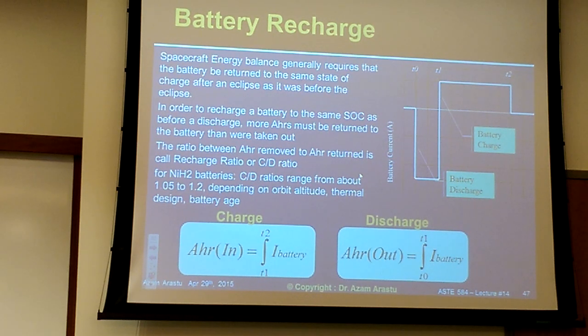In one of the examples, I asked you to calculate the total solar array size. And you notice that if your max charge rate is high, you need to have more charging power, which means my solar array goes up much higher. So what does that mean? And then I also asked you to calculate the time.